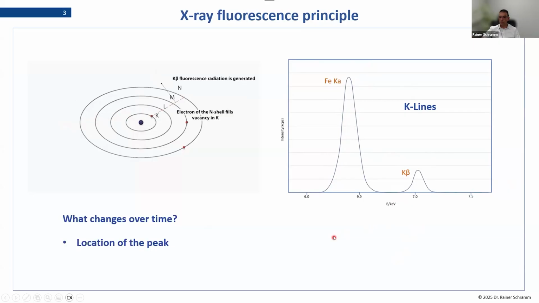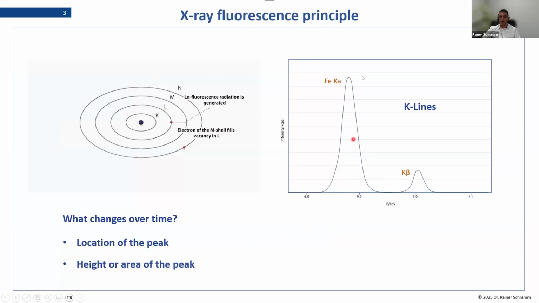So what changes over time? It is actually the location of the peak. So it could go to the left and the right. And of course, the intensity, that means the total surface or the height of the peak will also change.